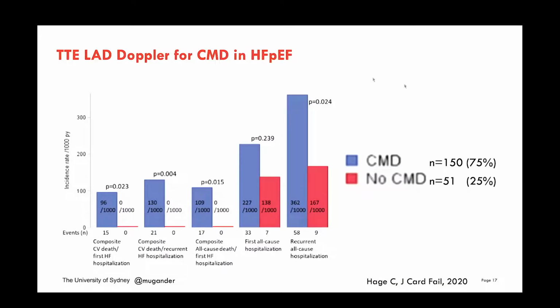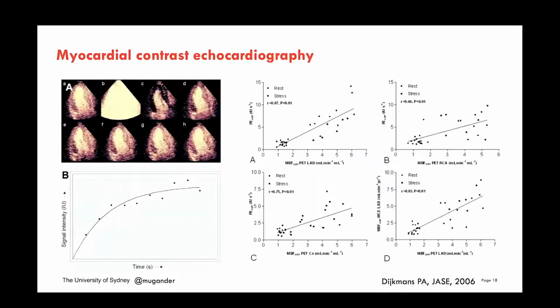And here they showed in a study of HFpEF in particular, where it's particularly of interest, 75% had coronary microvascular dysfunction. It showed an increased incidence of death or hospitalization for heart failure, or recurrent hospitalization for heart failure, or the composite of death and first hospitalization for heart failure, or first all-cause hospitalization, or any recurrent all-cause hospitalization. In every single case, there was a greater incidence of this among those that had coronary microvascular dysfunction identified by transthoracic Doppler of the LAD. It's increasingly being used, at least in the research space.